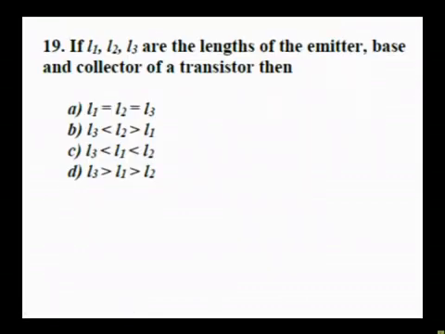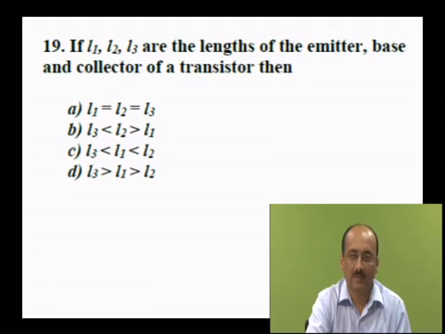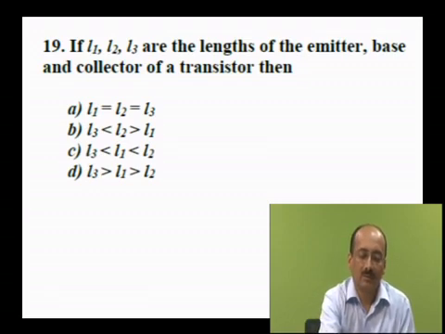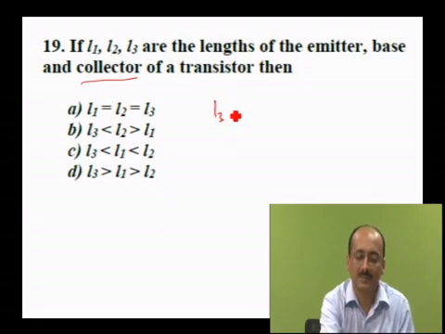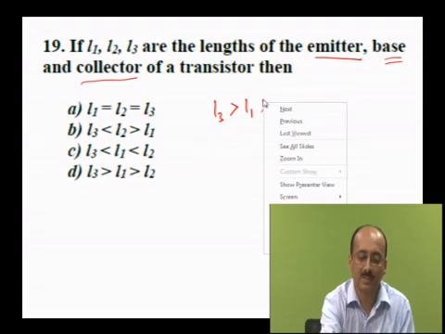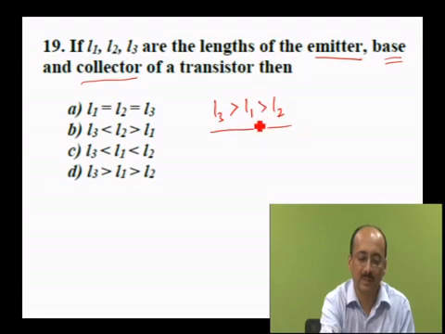If L1, L2, L3 are the lengths of the emitter, base and collector of the transistor, then you know that when it comes to the size or dimension, the collector is the one which has the maximum. So we can say L3 is the greatest, and the emitter will have moderate size. So L3 is greater than L1, and the base will always have lesser thickness. So that comes second, it is essentially L2. So L3 greater than L1 greater than L2, the choice will be D.